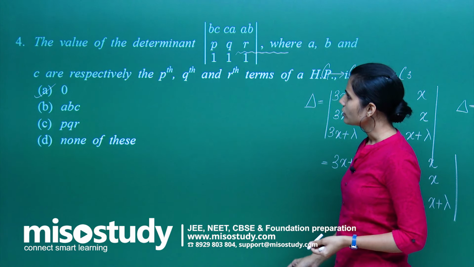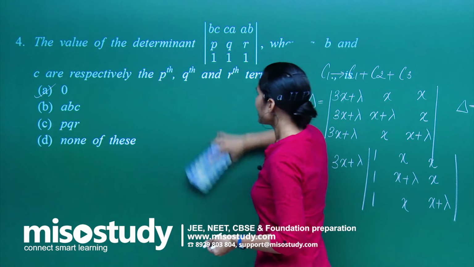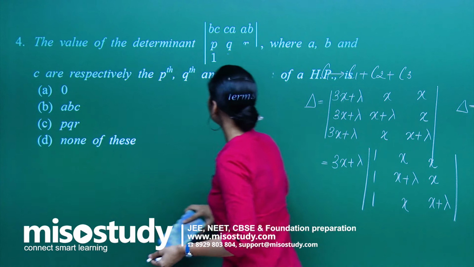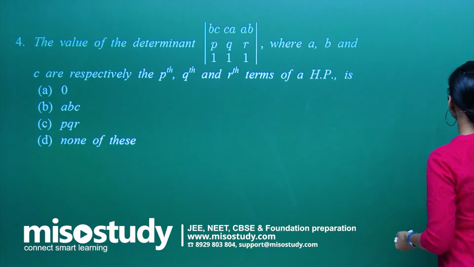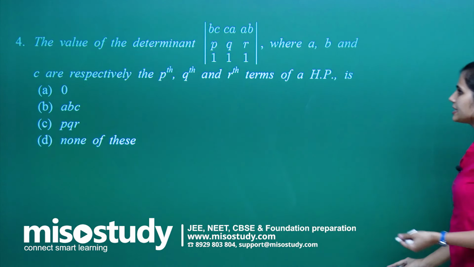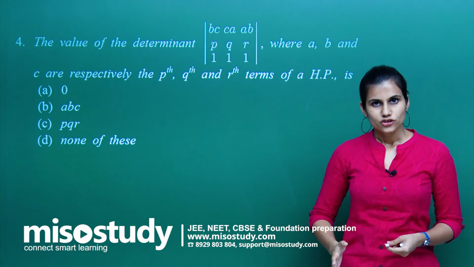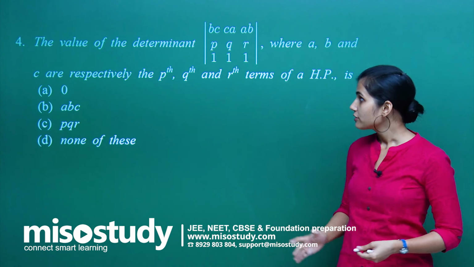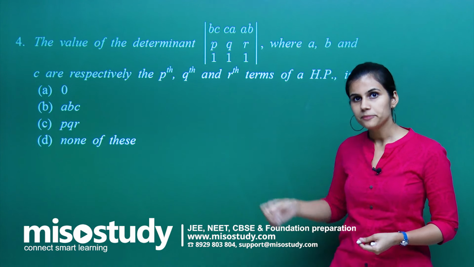Next you have question number 4. The value of this particular determinant where a, b, c are actually the pth, qth and rth terms of a harmonic progression. If a, b, c are the pth, qth and rth terms of an HP, then their reciprocals are the pth, qth and rth terms of the corresponding AP.